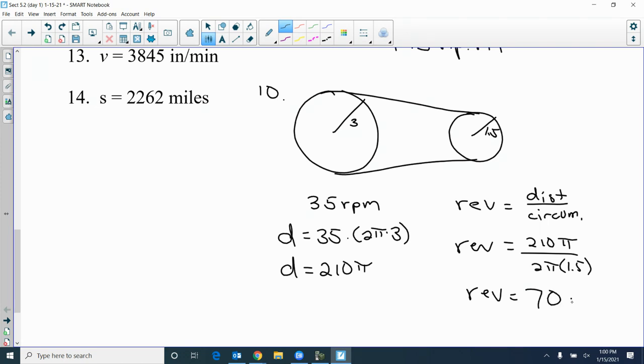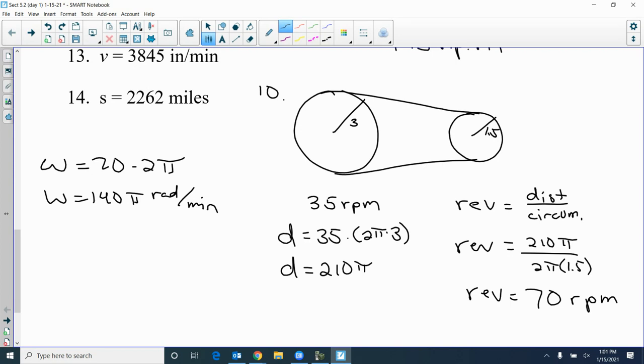70 RPMs. So if the bigger one is traveling 35, to kind of keep up, the smaller one has got to run faster. So he's going to go 70. Well, what does it actually ask us for? It asks us for the angular speed. Every time it makes a revolution, it goes 360 degrees or 2 pi radians. So you multiply 70 times 2 pi. So my angular speed is 70 times 2 pi, or 140 pi radians per minute in this case, okay? Radians per minute.